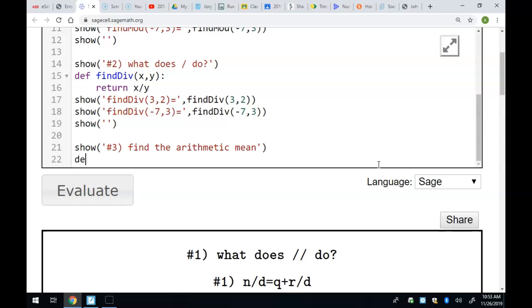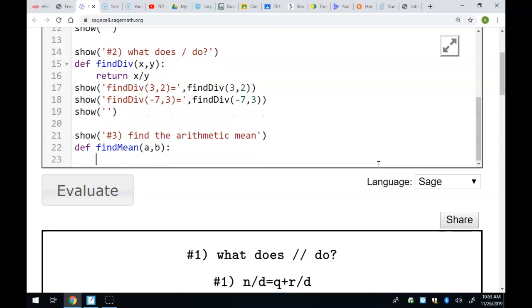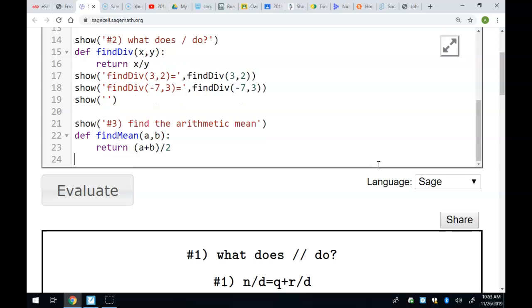So how about define find mean, is that what we called it? Yeah. Of 2 numbers, say A and B. And all you're going to do is return quantity A plus B over 2. The trick here was people forgot the parentheses. So it's going to divide only the B by 2, then add on A. That's not what you want. So that was the issue here.